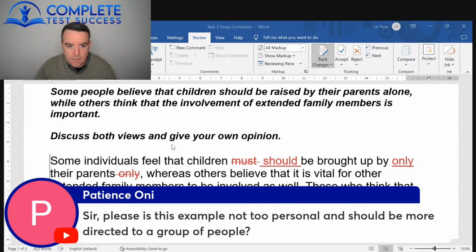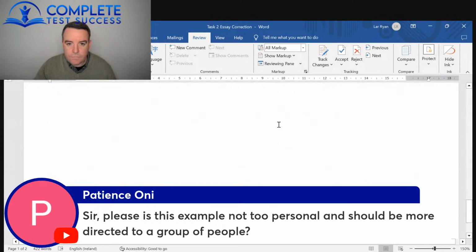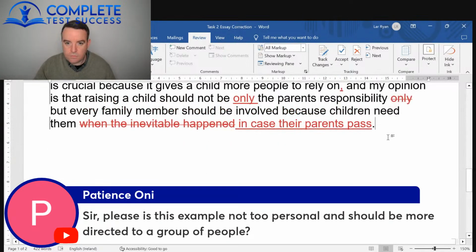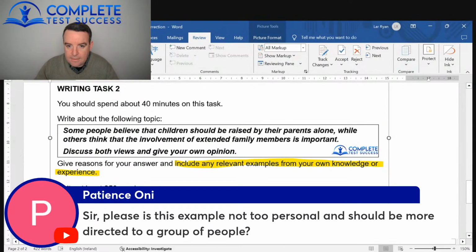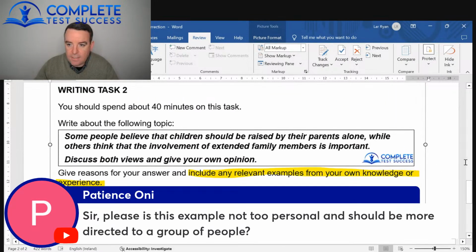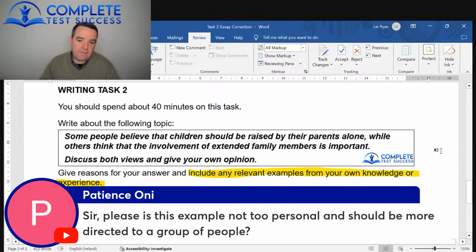Okay, I'm just highlighting it down here. It doesn't look fantastic, but you should be able to see it at least. So here's what the full question would look like. And the bit that I've highlighted in yellow: include any relevant examples from your own knowledge or experience.